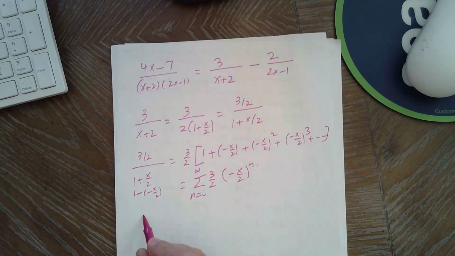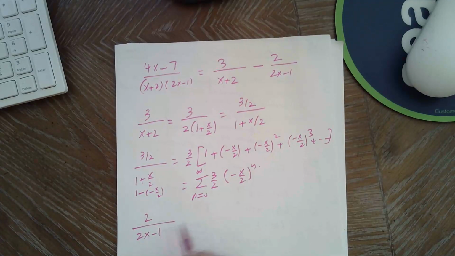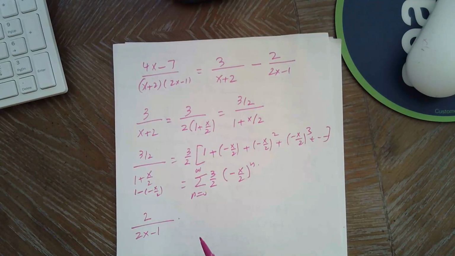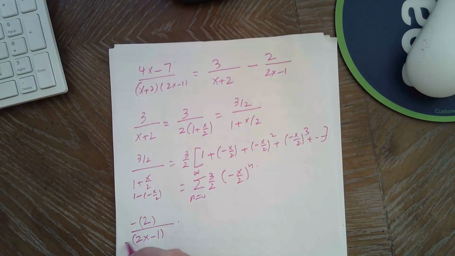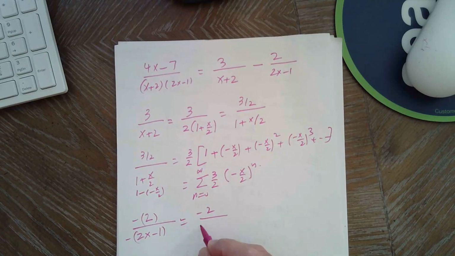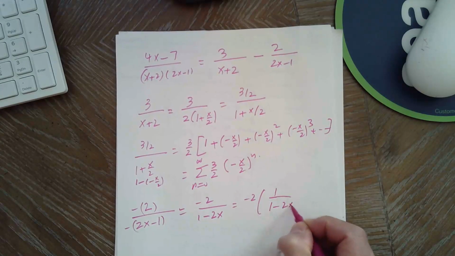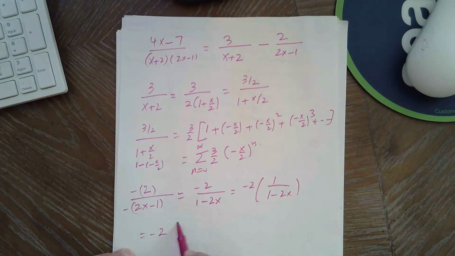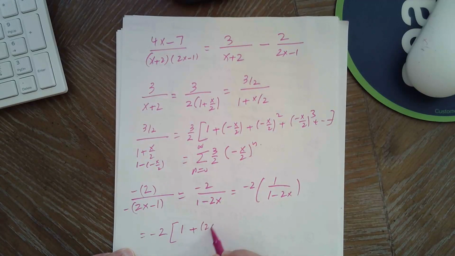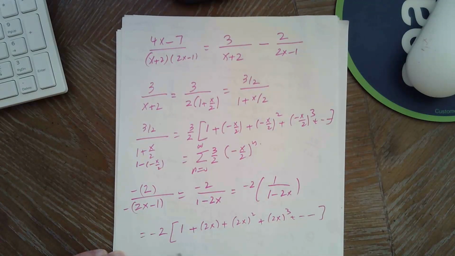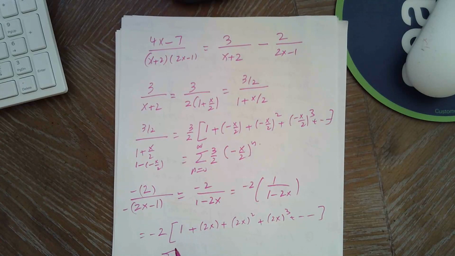As for the second one, 2 over 2x minus 1, you're going to multiply by a negative to flip it. So you get negative 2 over 1 minus 2x, which would be negative 2 times 1 over 1 minus 2x. So it'd be negative 2 times 1 plus 2x plus 2x squared plus 2x cubed and so on, which is the sum n equals 0 to infinity of negative 2 times 2x to the n.